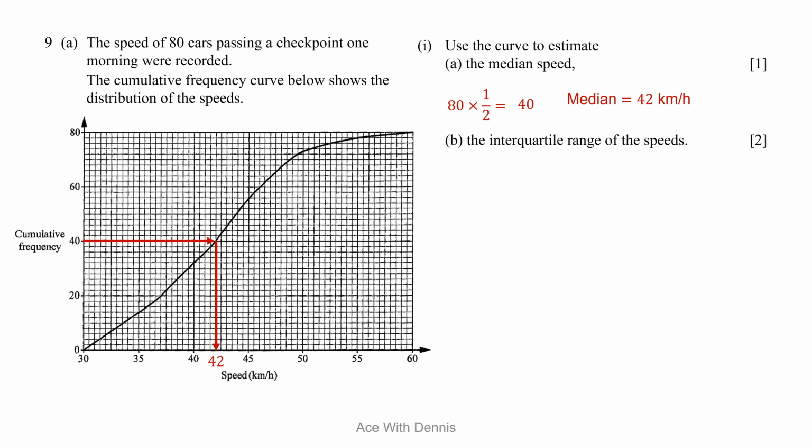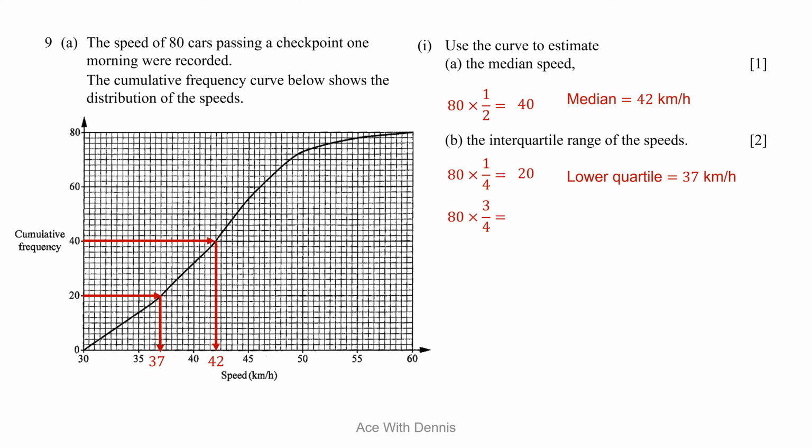B. The interquartile range of the speeds. 2 marks. So to find the interquartile range, we need to first find the lower quartile. So to find the lower quartile, for this case, it will be 80 times 1 over 4, and we get 20. So which means that when the frequency is 20, from the curve, we get the speed is 37. This means that the lower quartile is equals to 37 kilometers per hour.